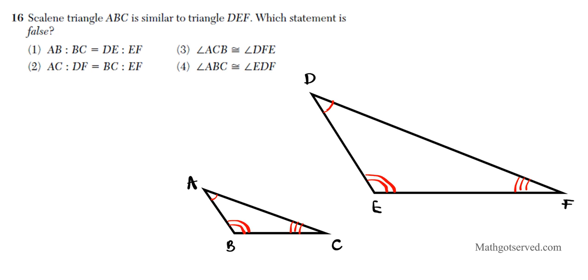Corresponding angles are congruent and corresponding sides are in proportion. So this side divided by this side is going to be equal to this side right here divided by that side, and it's going to be equal to this side divided by this side. So if I take any two corresponding sides and divide them, I'm going to get the same result as dividing another pair of corresponding sides. All right, so let's see which is true.